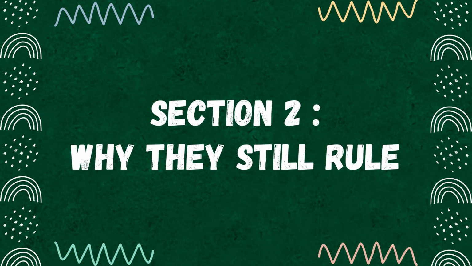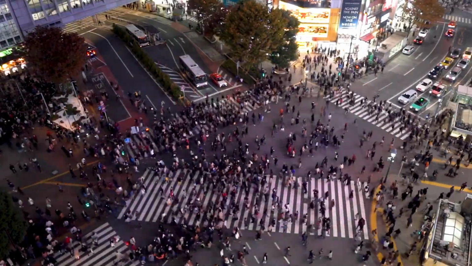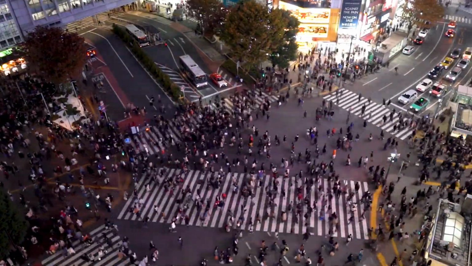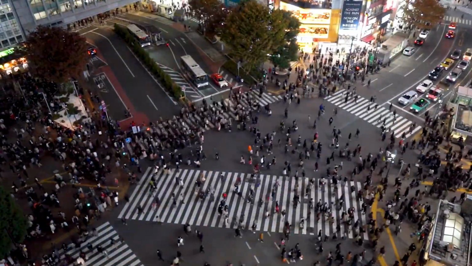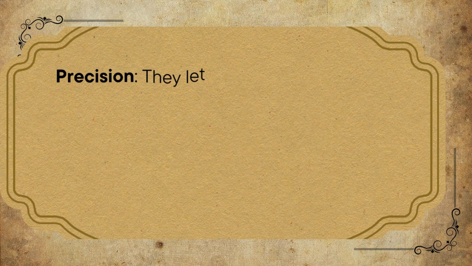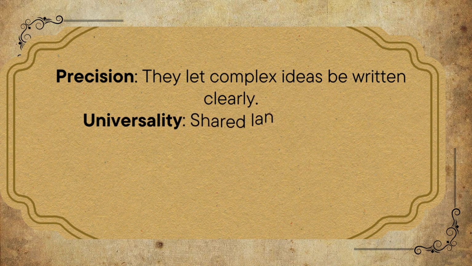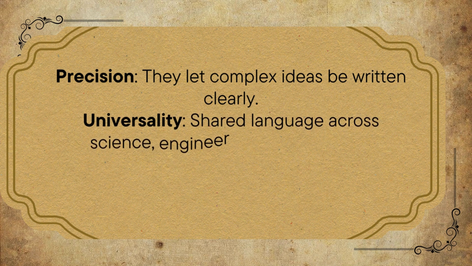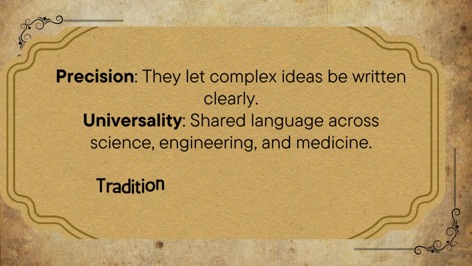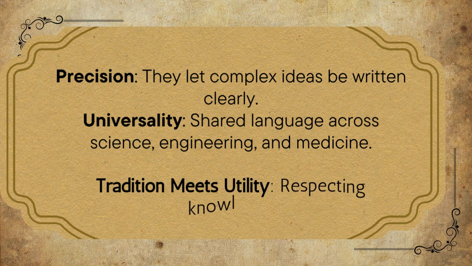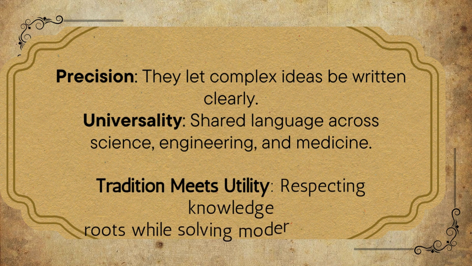So why does this ancient alphabet still rule our modern world? Precision. They let complex ideas be written clearly. Universality, shared language across science, engineering, and medicine. Tradition meets utility, respecting knowledge roots while solving modern problems. Understanding these symbols isn't just memorizing letters, it's unlocking the language of how our universe is described.